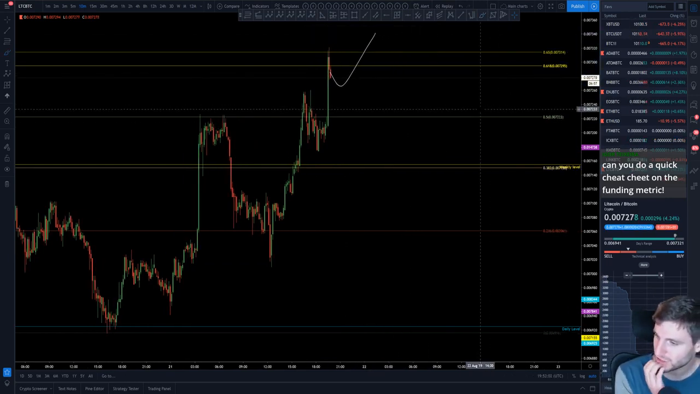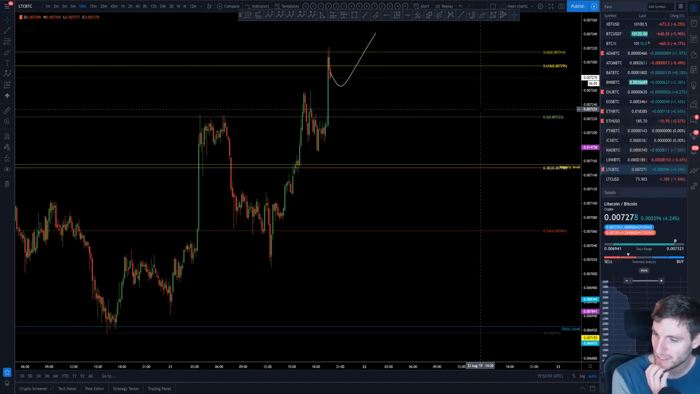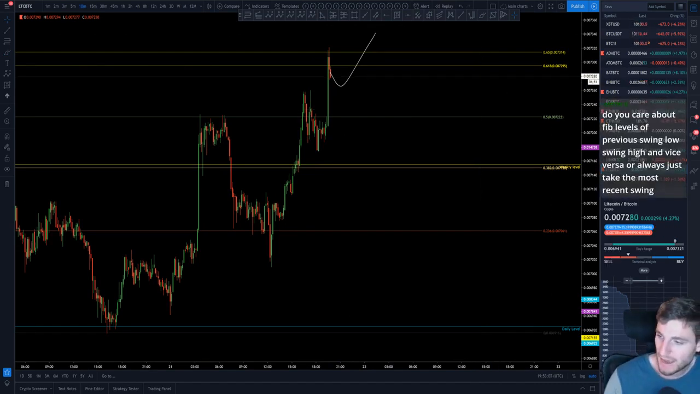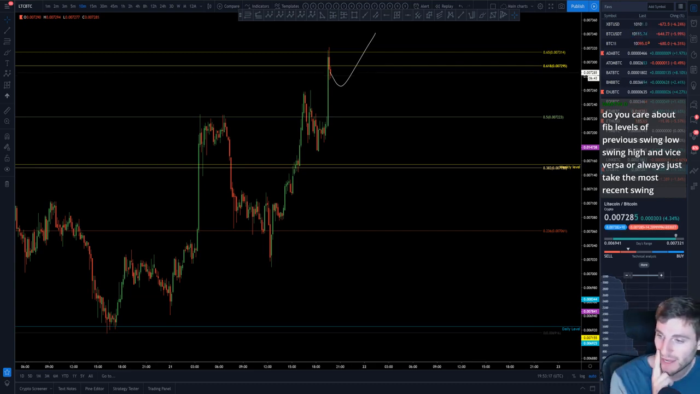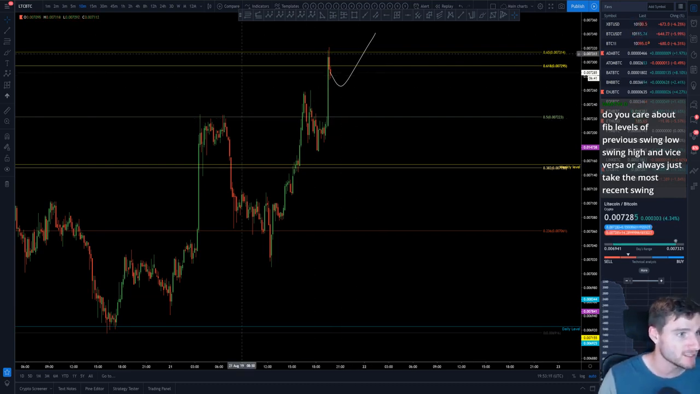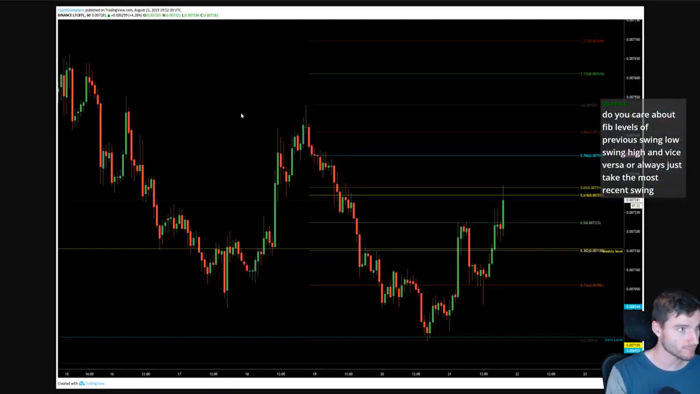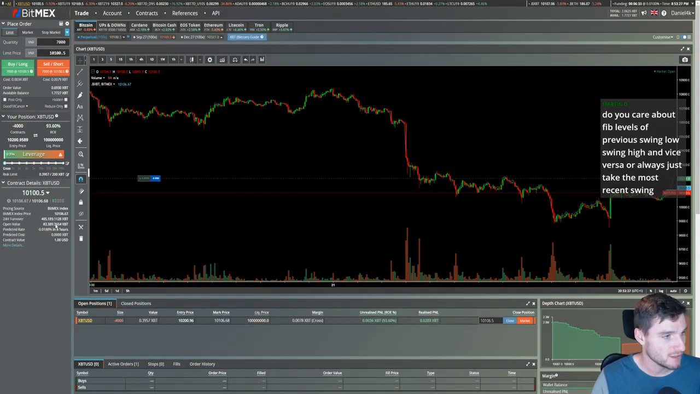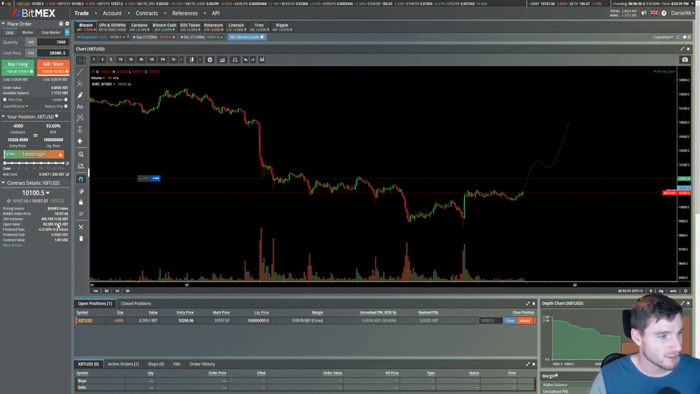Could you do a quick cheat sheet on the funding metric? Yes, I can do that for you, by the way. I will do that 100%. I'll do funding, and I will show you all how to understand open interest as well, because that's another metric that I always am looking at. So I'll do a cheat sheet for open interest and funding rates.